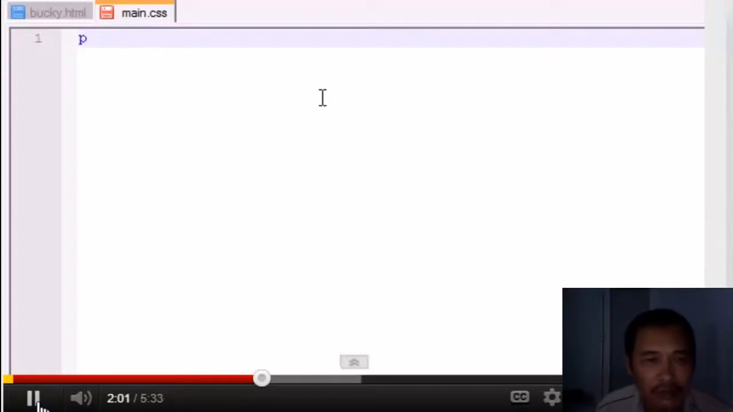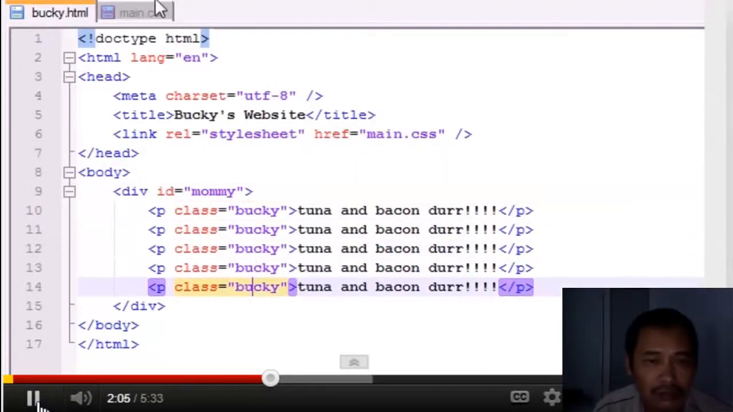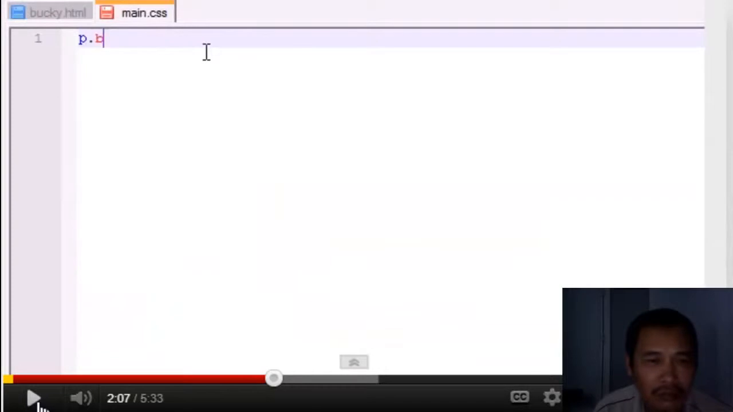Say we have a paragraph that belonged to the class Bucky. Now all of these paragraphs belong to the class Bucky.